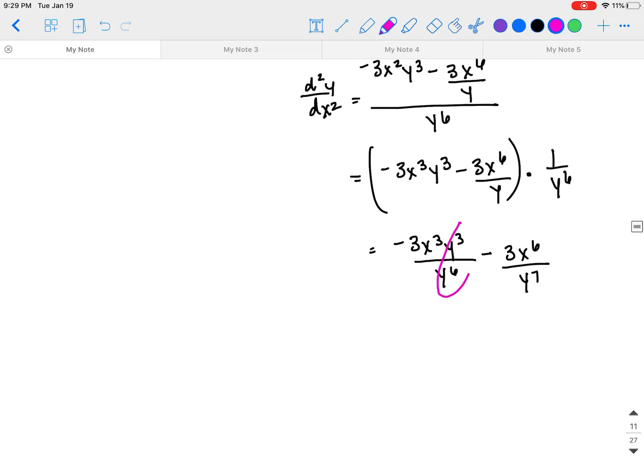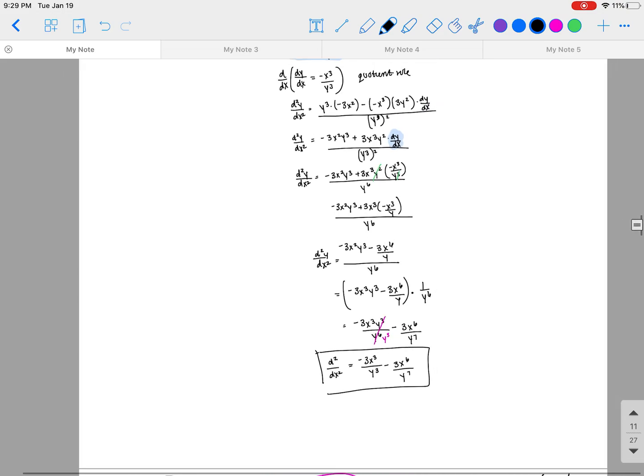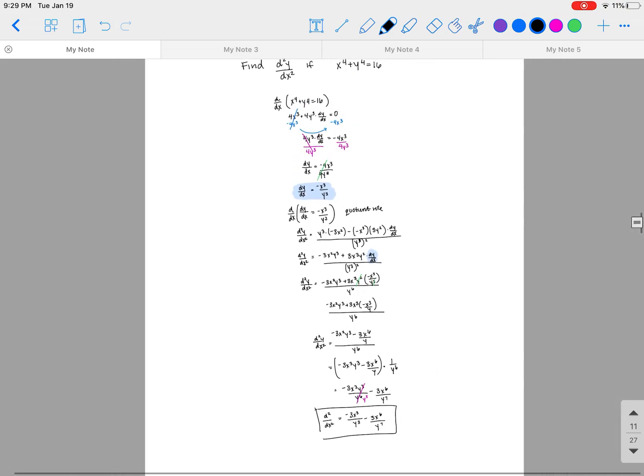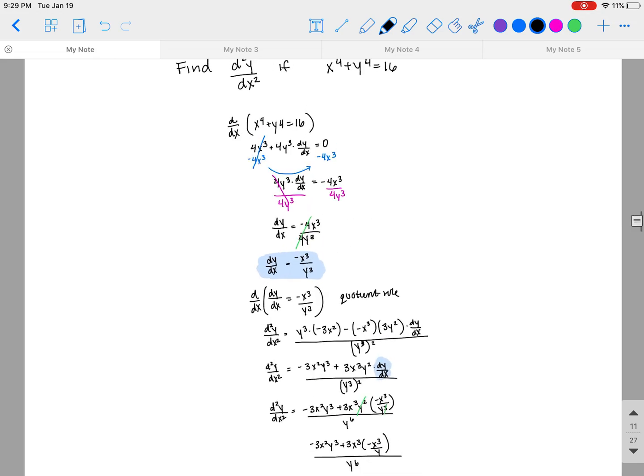Because now in our first term, you can see that we have a y cubed that can simplify out, leaving y cubed in the denominator. And so the result is going to be negative 3x cubed over y cubed minus 3x to the 6th over y to the 7th. If you take a step back and zoom out on my work, whoa! Yes, folks, it took an entire page to take the second derivative.